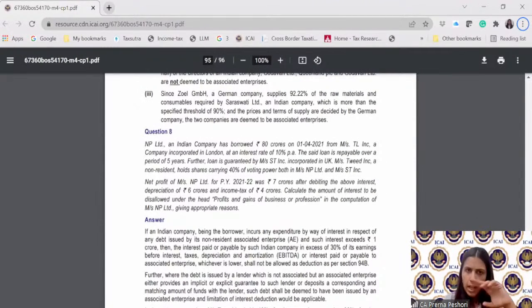So 94B is applicable. Net profit is how much? 7 CR. You will add back there 6 crores, 4 crores of depreciation, income tax, and 8 CR of your interest. That will give you EBITDA. 30% of EBITDA will be 7 crore 50 lakhs. Out of that, 8 crore 50 lakhs is your total interest paid in excess of EBITDA. Interest paid is 8 CR. Lower of these two is 50 lakhs. So therefore that will be disallowed.